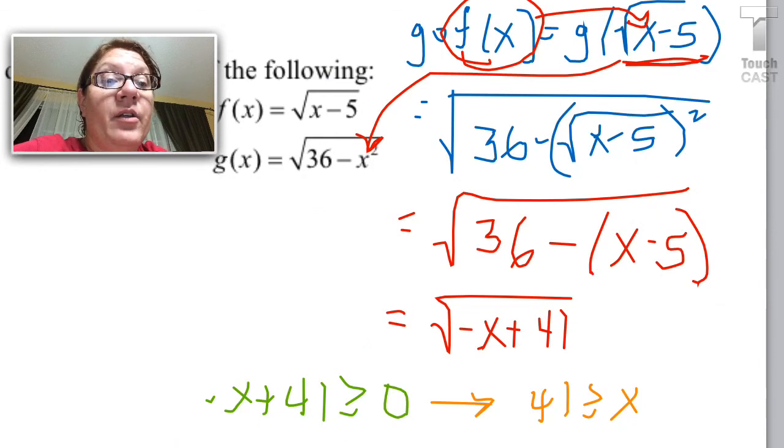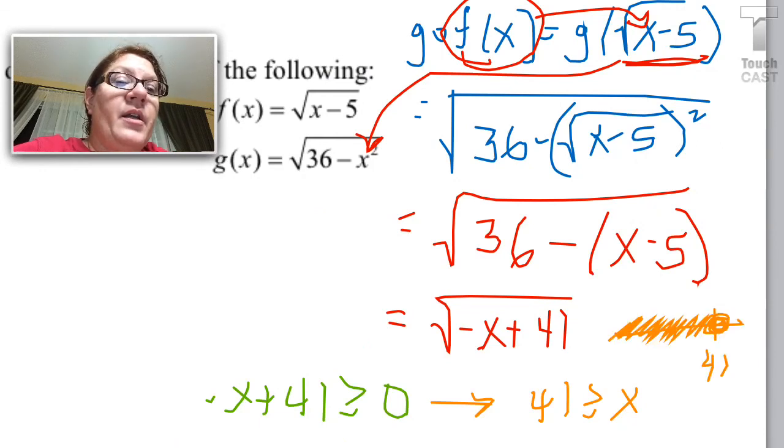If I were to graph that, it looks like that. And in interval notation, it looks like that.